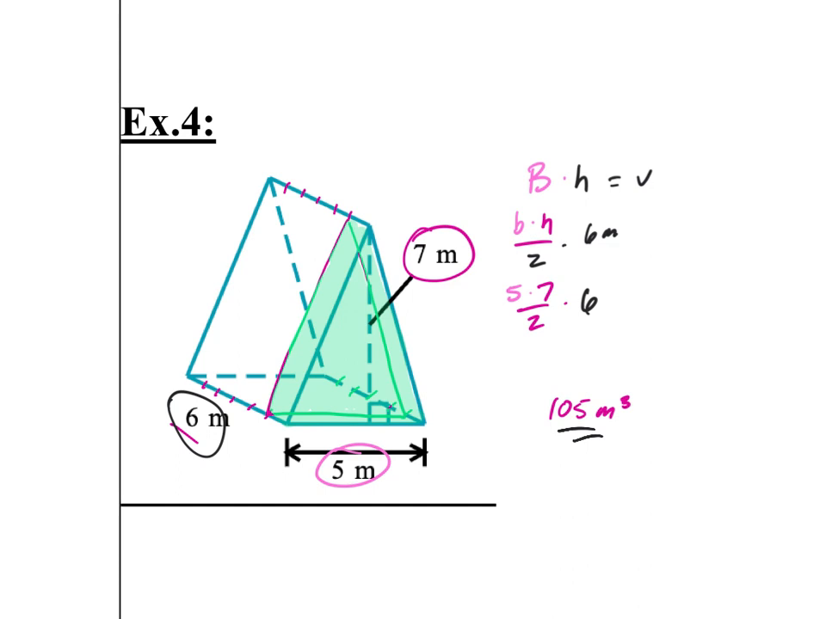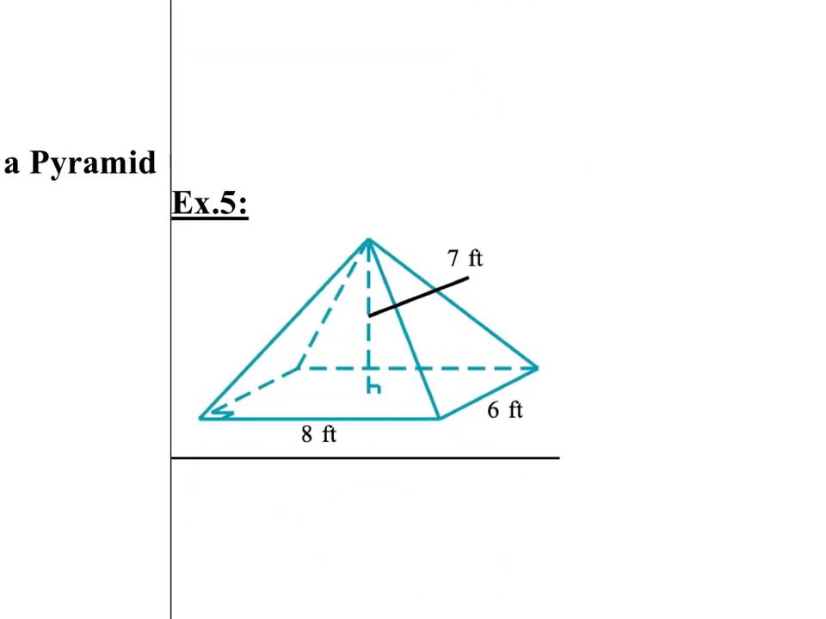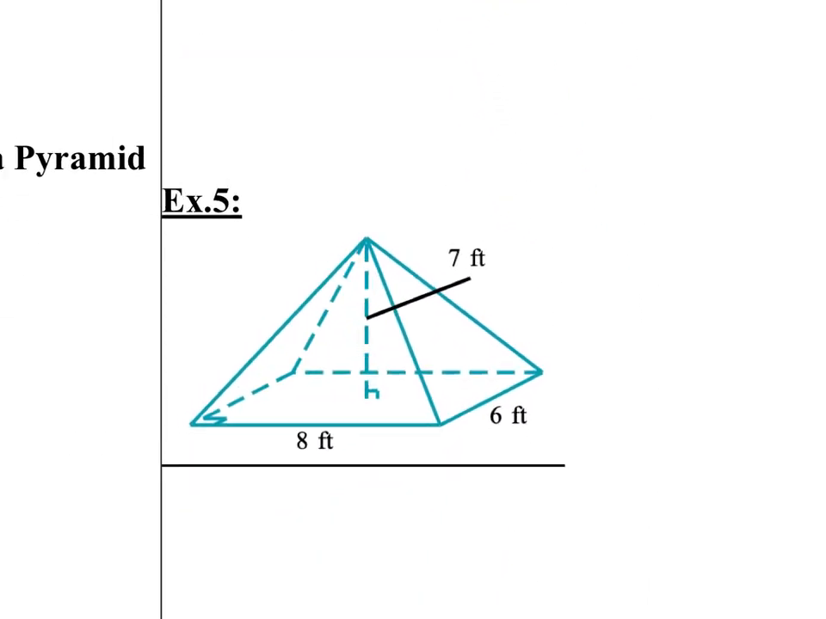Okay, so we find the volume of the first layer and then figure out how many layers we have, which is we're going to have 6 layers. So now let's move on to the next thing, which is a little more difficult, and that is the volume of a pyramid.